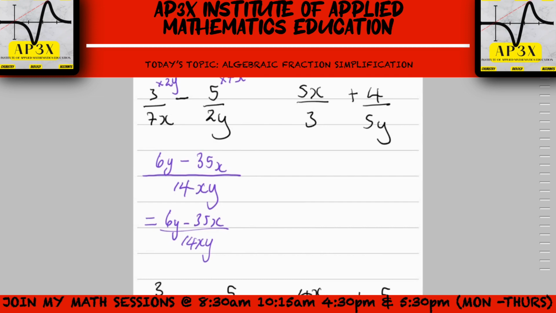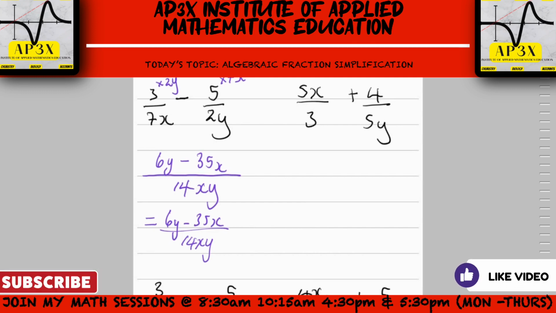All right, if you're planning to do something else, you're pretty much planning to reverse the question back to where it's coming from. That's the most that you can do. But at the moment here, 6y minus 35x divided by 14xy is our simplified answer.